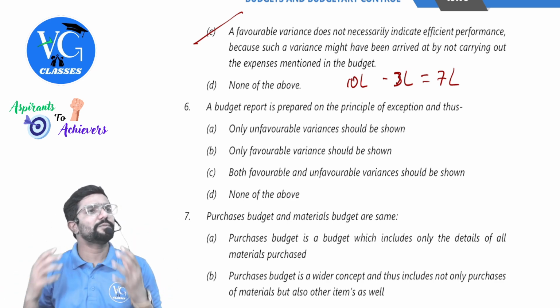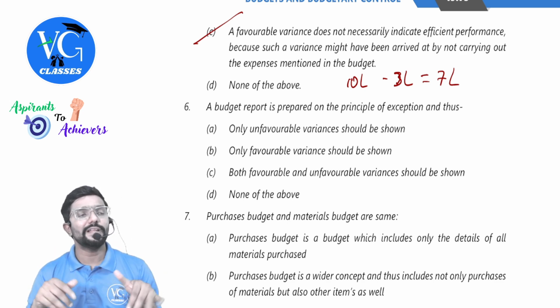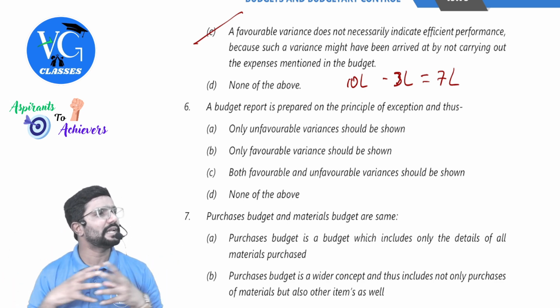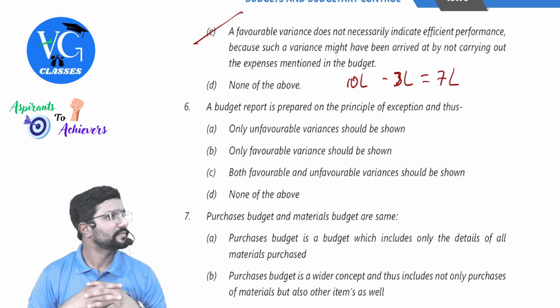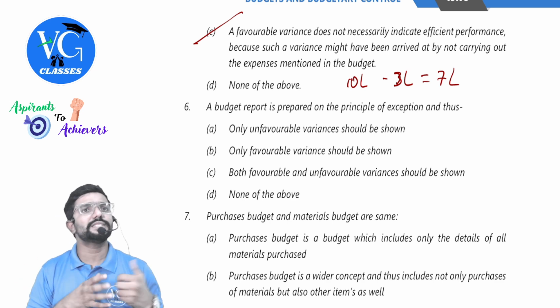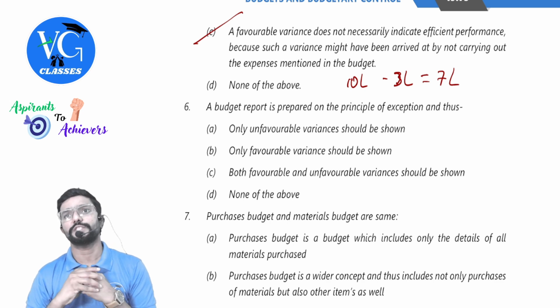Clear? Same way, administrative work and distribution work or marketing work. Sir, we have allocated 10 lakh, 15 lakh, 30 lakh. But whatever was supposed to be done, it is not done, sir. So in that case, will actual be less than budgeted or standard? Yes, sir. So I cannot tell it is efficient.